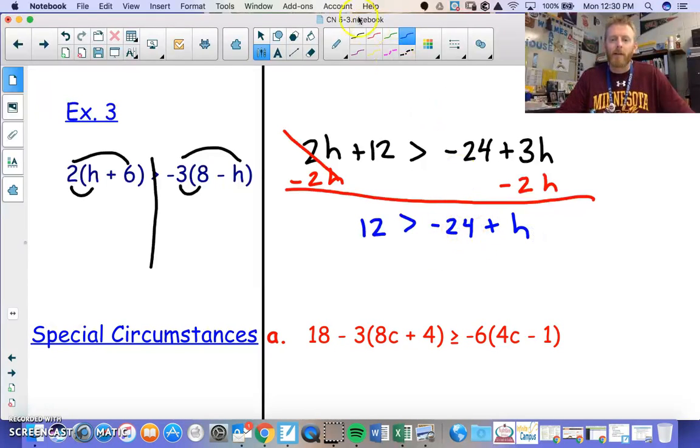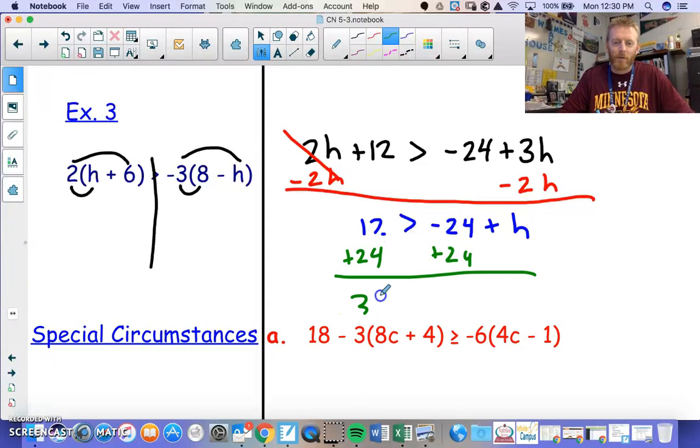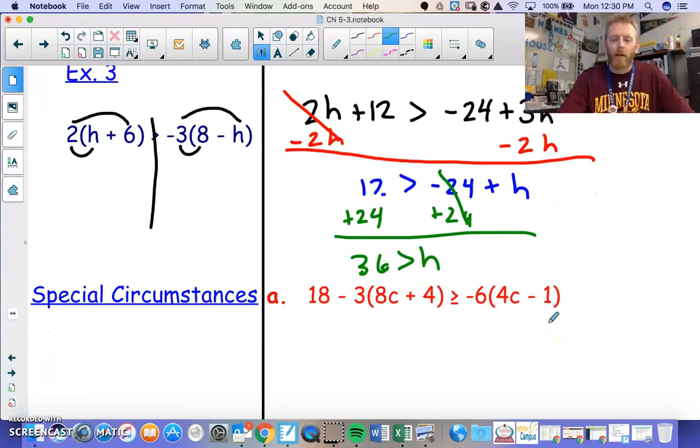Now I got to get rid of this negative 24, and to get rid of a negative 24 I would add 24. So we're adding 24. I wrote 12 and I said 24. That's kind of weird, don't you think? So we're adding 24, and we get ourselves a nice beautiful 36 is greater than an h. So h is less than 36. Now that's our official answer.